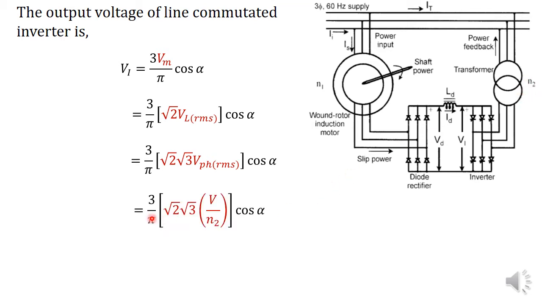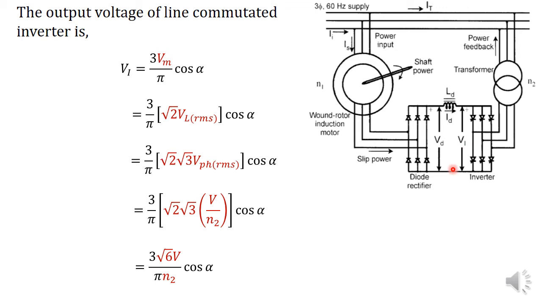So root 2 root 3 into, instead of V phase RMS, we are representing this in terms of the main supply voltage, per phase supply voltage. This V is the per phase supply voltage. So V by N2 into cos alpha. That's equal to 3 root 6 V by pi N2 into cos alpha. Now we have the equations for Vd and Vi.